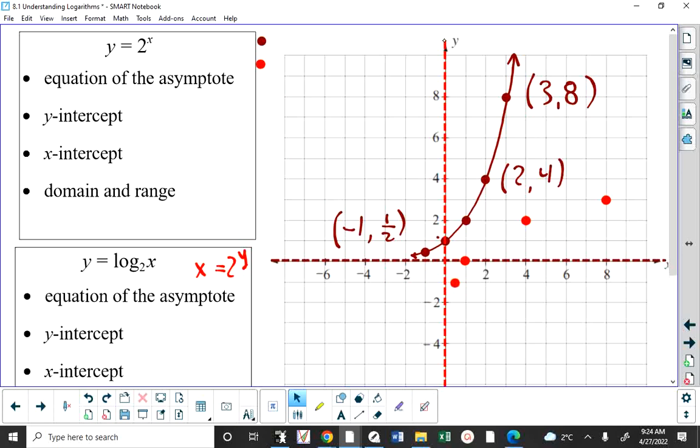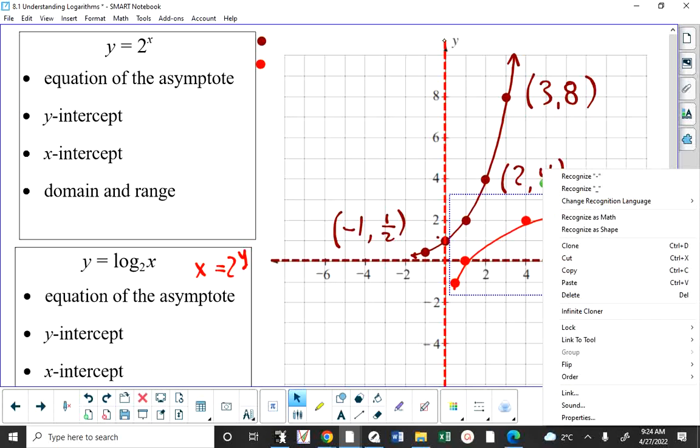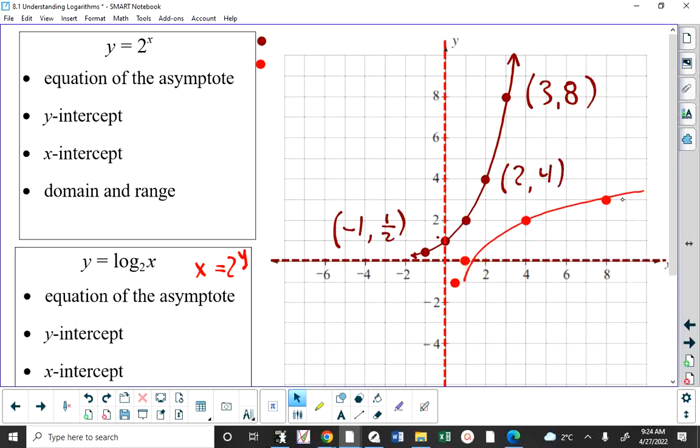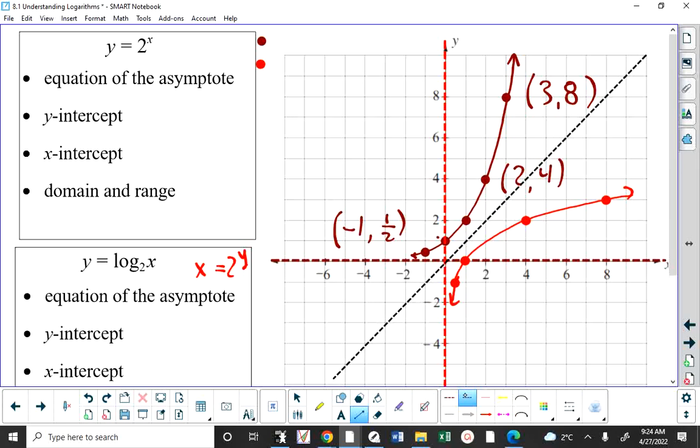And what we're going to get for the logarithmic function is this general curve. And by the way, I hope that everybody recognizes that these two graphs are reflections in the line y equals x, which they should be because they're inverses.